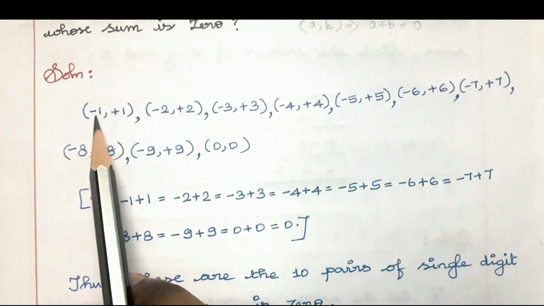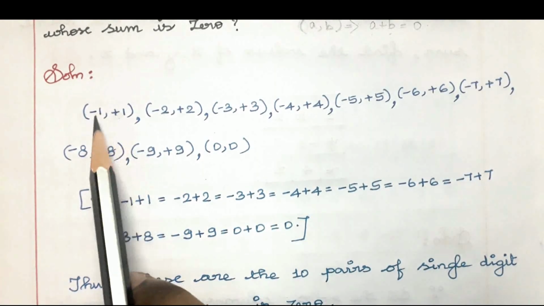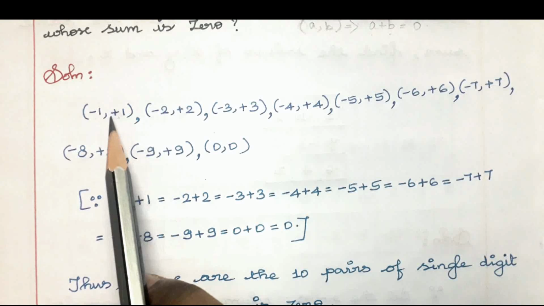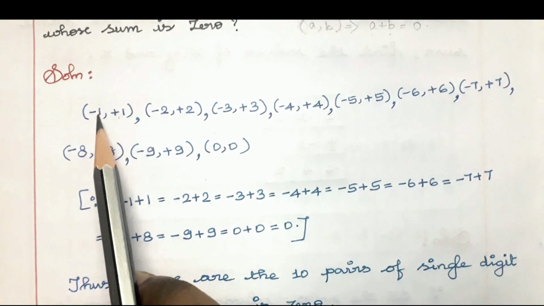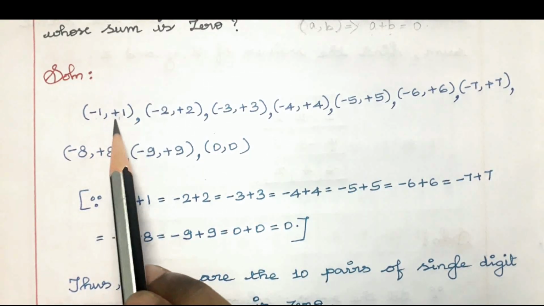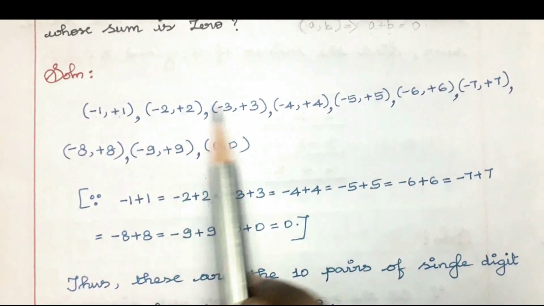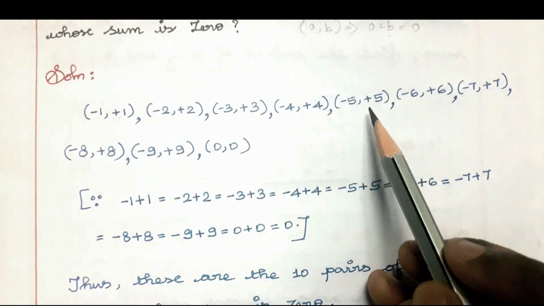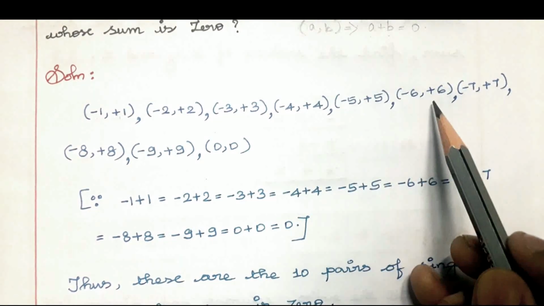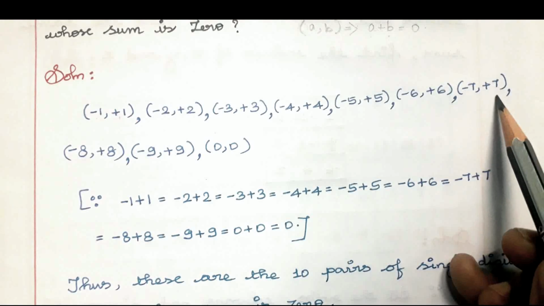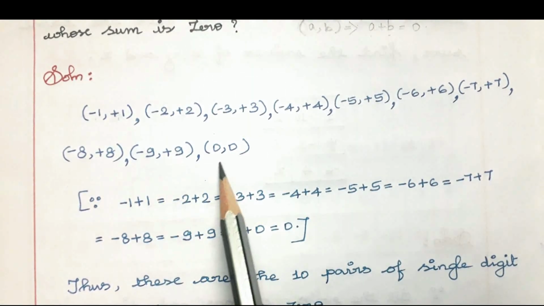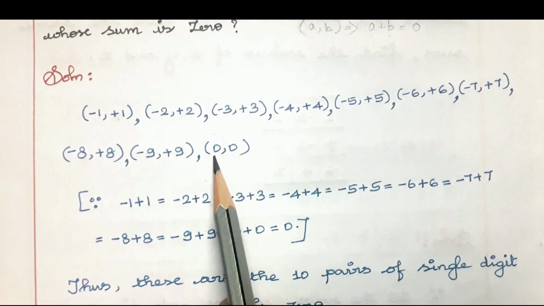So automatically we know that minus 1 and plus 1 are both integers. When you add the same numbers with different signs, it is equal to 0, isn't it? Fine. So I am taking minus 1 comma plus 1, minus 2 comma plus 2, minus 3 comma plus 3, minus 4 comma plus 4, minus 5 comma plus 5, minus 6 comma plus 6, minus 7 comma plus 7, minus 8 comma plus 8, minus 9 comma plus 9, 0 comma 0, because 0 is also an integer.